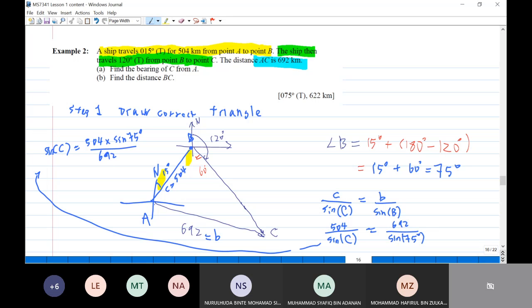So press the calculator to find out what is sine C here. 504 times sine 75 divided by 692, you get 0.7035.